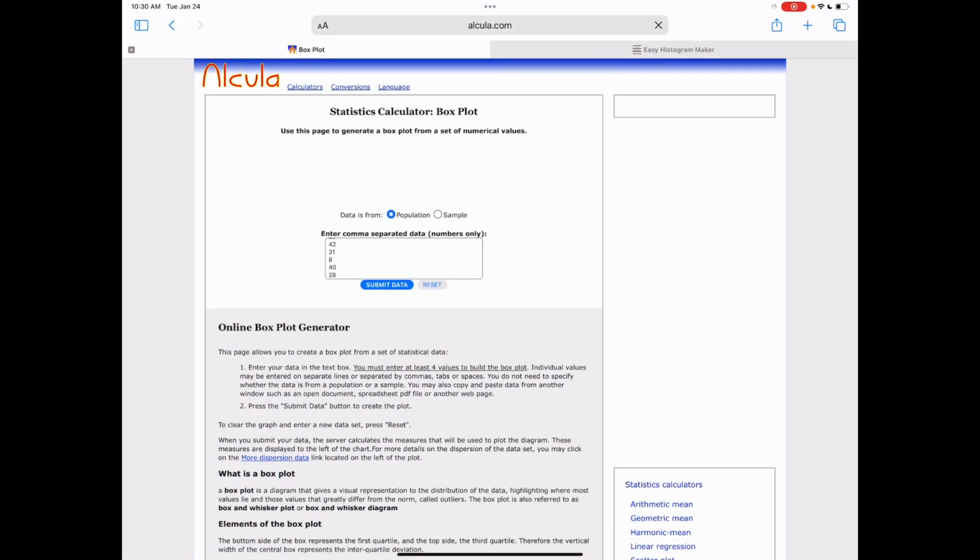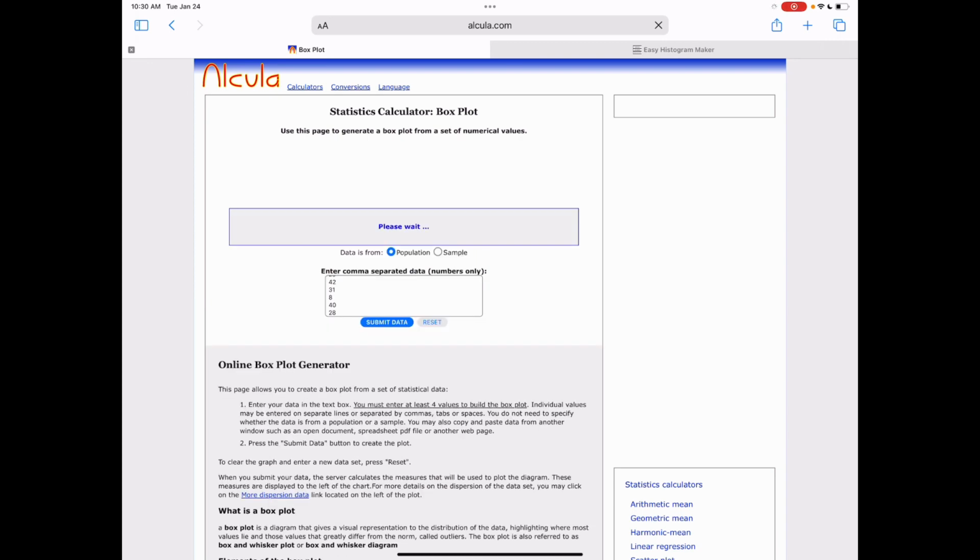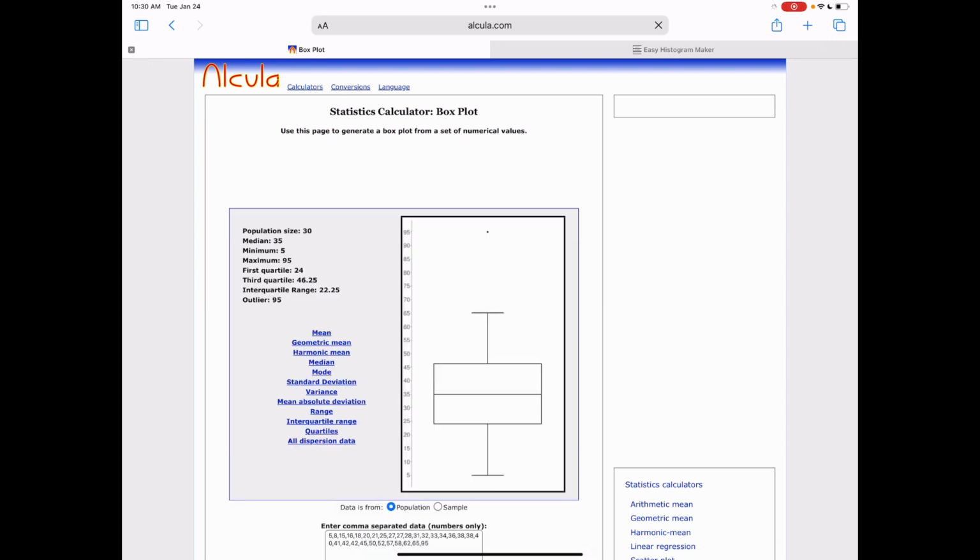And I've already typed in the data, so I will submit it. And you can see here we have a very symmetric box and whisker plot. We do have one tiny outlier there at 95, but it's really not affecting the box and whisker plot itself. So being a symmetric box and whisker, we should be using the mean and the standard deviation in order to describe the center and the spread. So the box and whisker plot does have mean and standard deviation calculators built in. They're the hyperlinks on the left side.